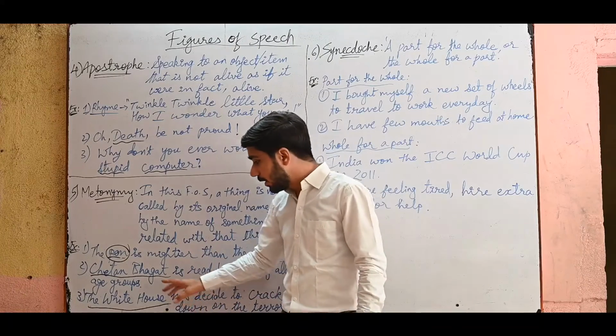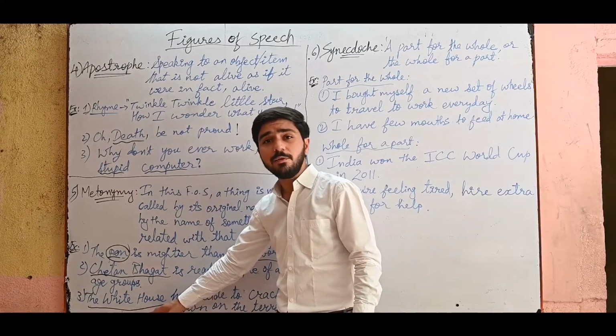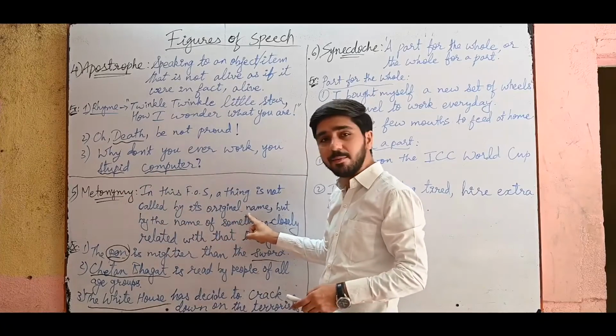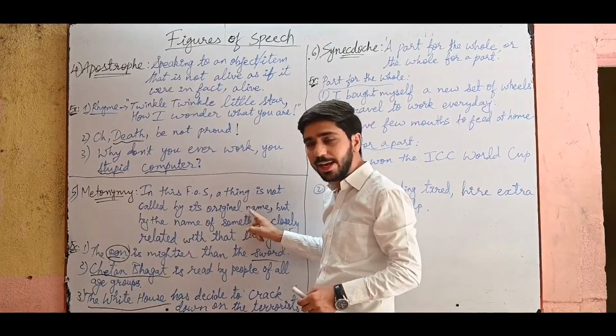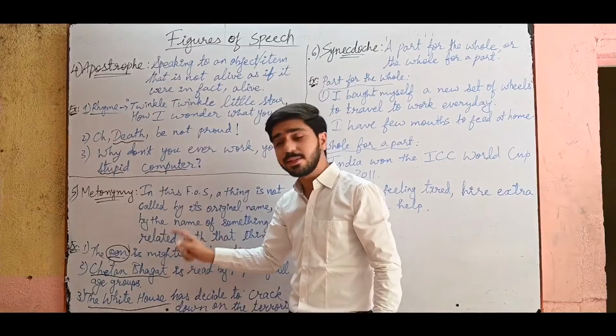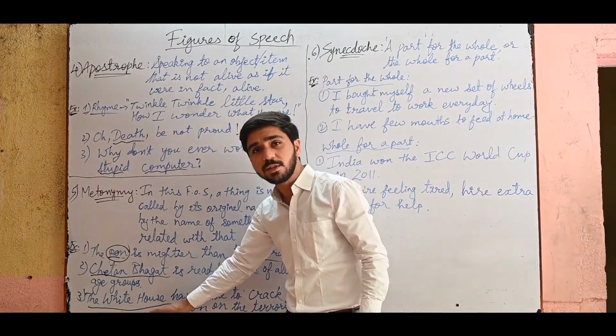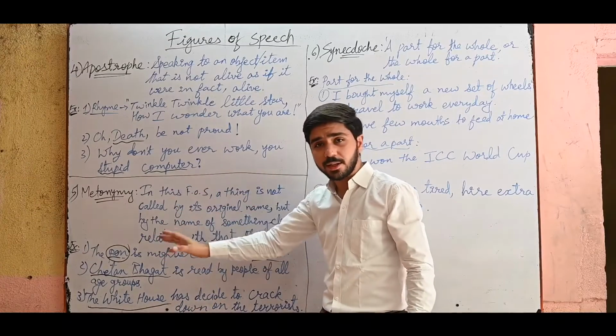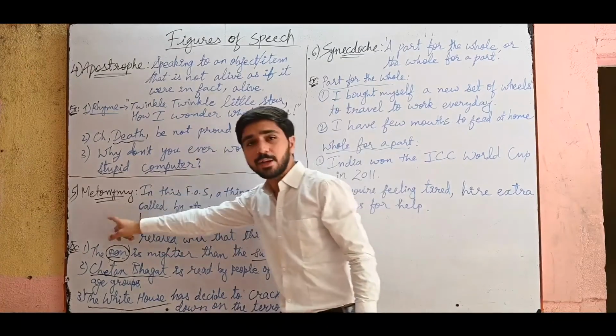So here the word White House is used instead of the US president. The original name is the US president, and we are using the related word. What is the related word to the US president? That is the White House, because the president lives in the White House. So using the White House instead of the US president, I am using metonymy.